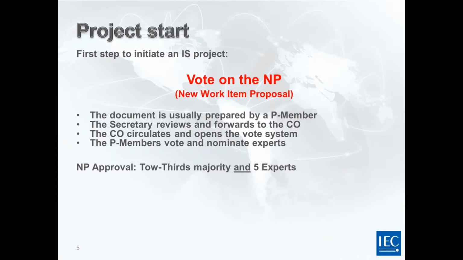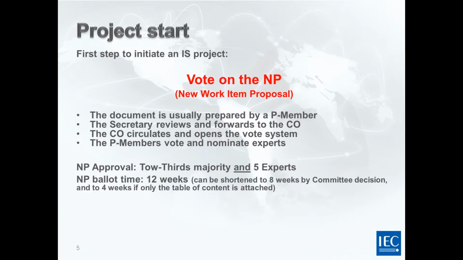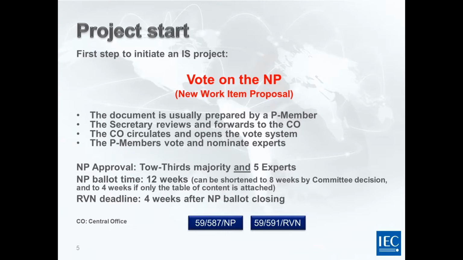And then the secretary receives that request to circulate a new work item proposal, and reviews it and then forwards it to the central office. At central office, we circulate and open the vote system, and then the P members can vote and nominate experts. The approval criteria is a 2/3 majority and a minimum of 5 experts nominated into the group.